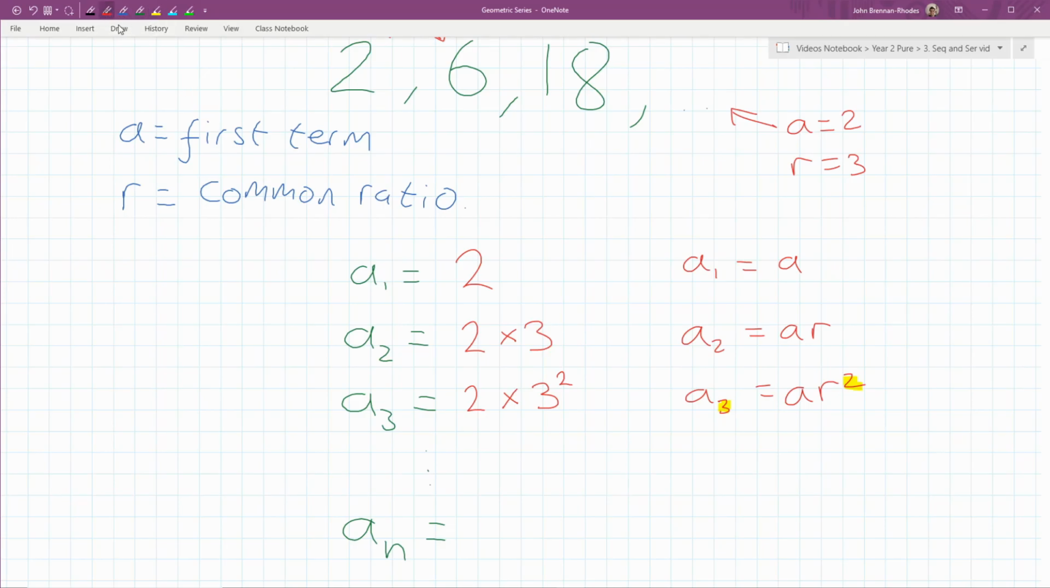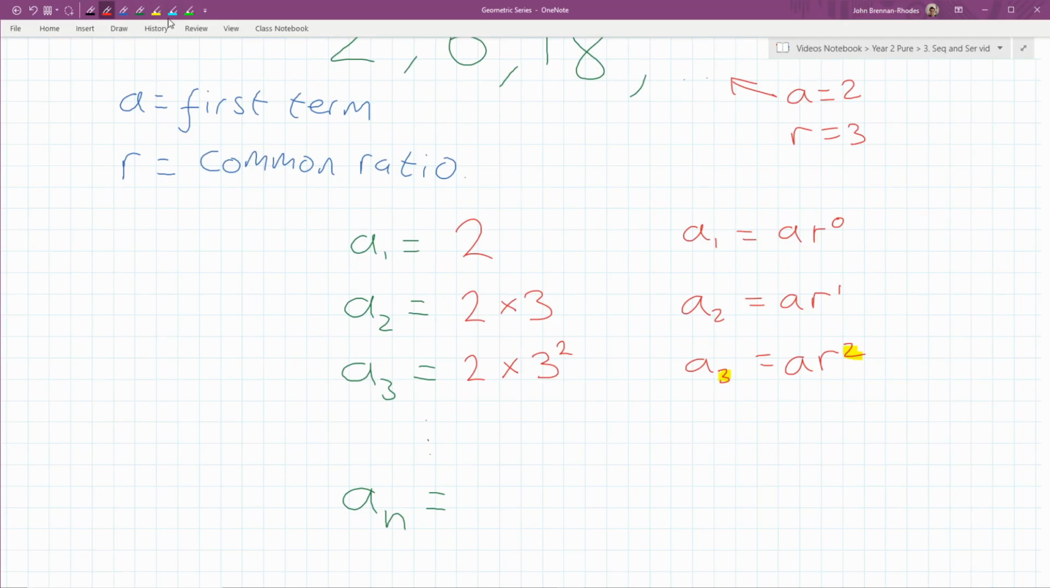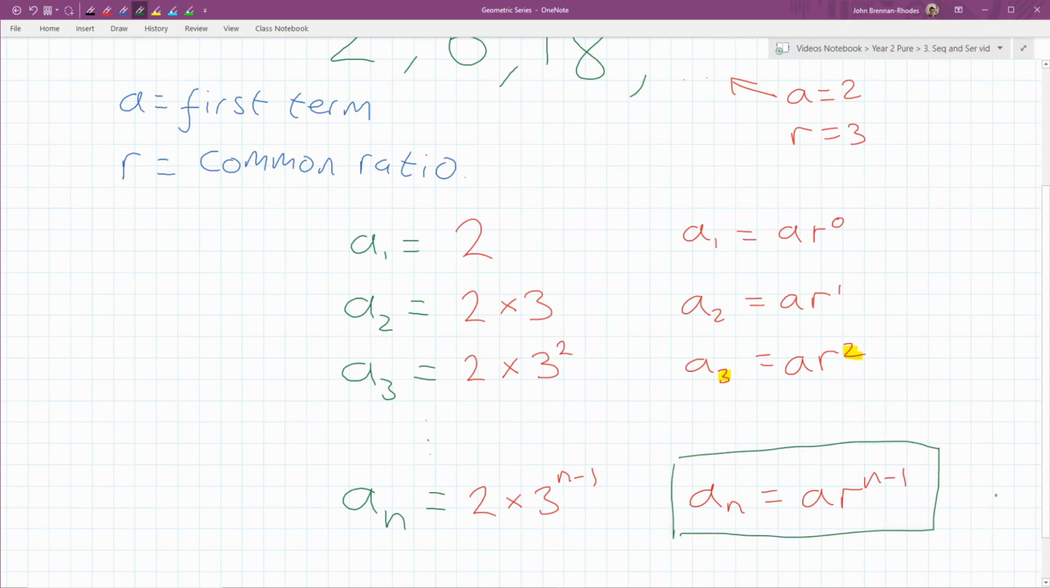And now you can see that the number here and the number here are 1 apart. It's again similar to the previous time. You could see this as AR to the 1, you could see this as AR to the 0, and this pattern continues. So what would we have if we had AN? Well, we would have 2 times 3 to the power of 1 fewer than that, n minus 1, and we get the nth term formula, which is AR to the n minus 1. This is the nth term of a geometric series, and that's going to be very important soon.